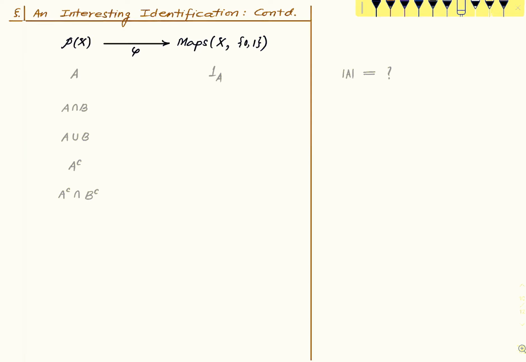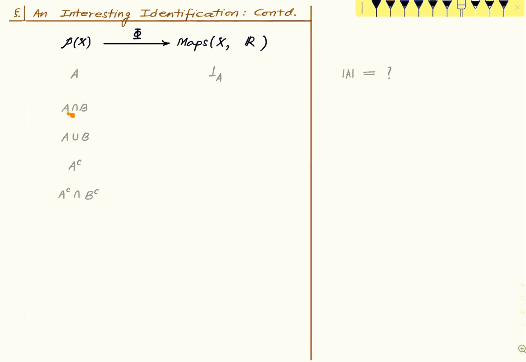I'm just debating whether I should write R here and change it to capital Phi. Yeah, let's do that. Otherwise, I might run into trouble. So this is R. This is capital Phi. So phi is not a bijection, but it is an injection. Let's do that. So now A goes to the indicator of A.